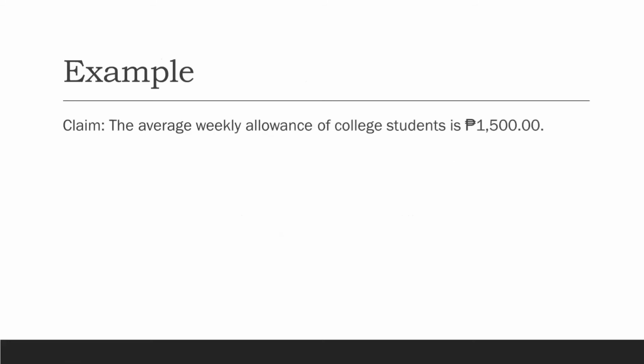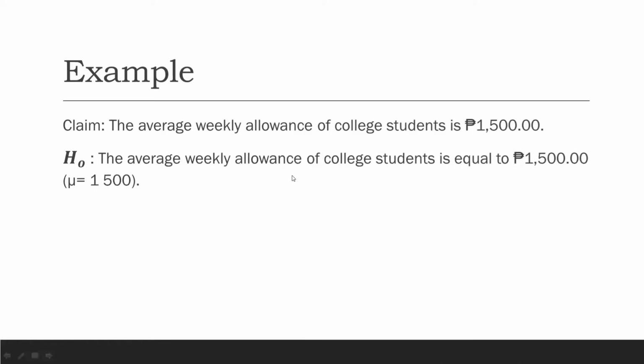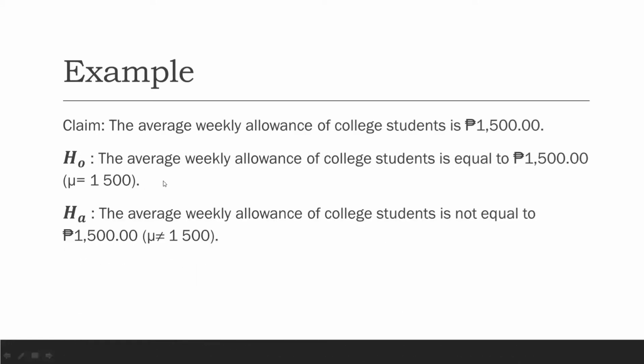So, let me give you an example. So, let's claim the average weekly allowance of a college student is 1,500. So, the null hypothesis is mean is equal to 1,500 and the alternative hypothesis is mean is not equal to 1,500. So, kung ating siyang i-draw into our curve, so let's draw a bell curve.